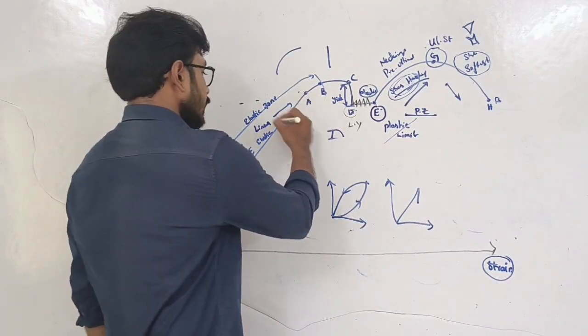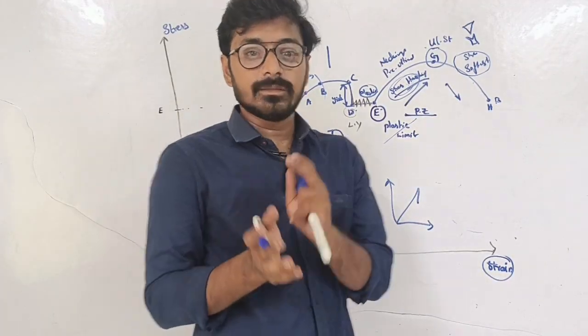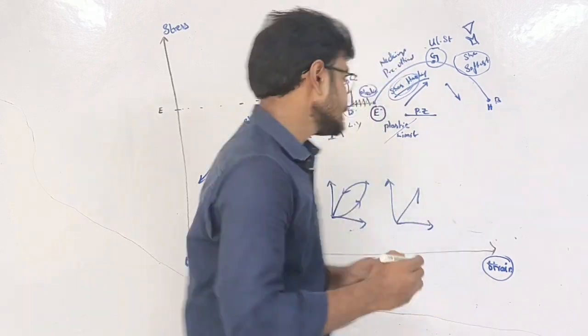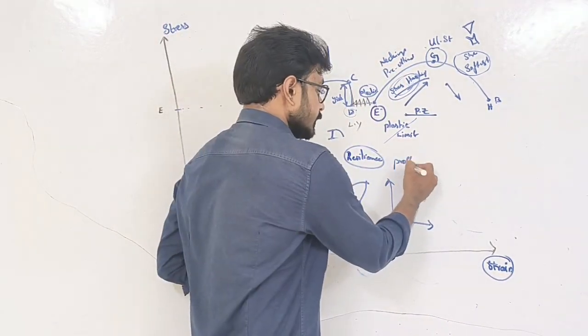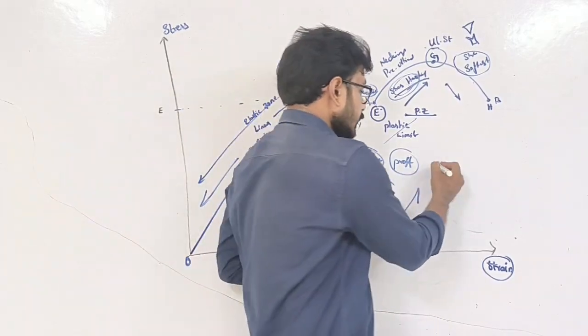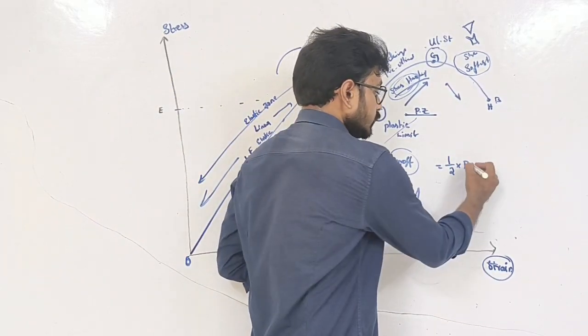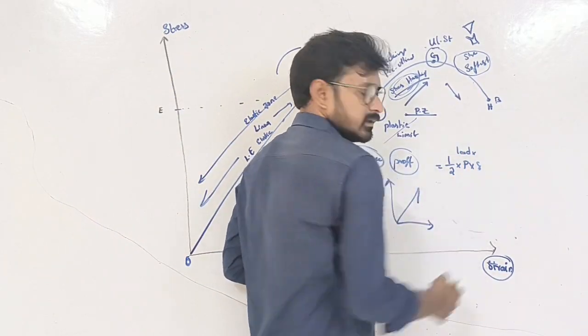Okay, so there is another property called resilience. Resilience is nothing but the strain energy stored in a body. Proof of resilience means the maximum strain energy. Strain energy is nothing but the work done. Work done is defined by half into P into delta, that means load into delta, the deflection.